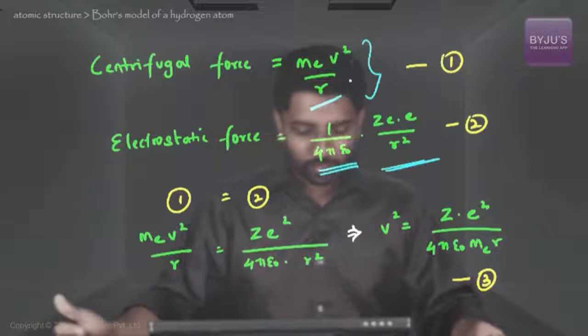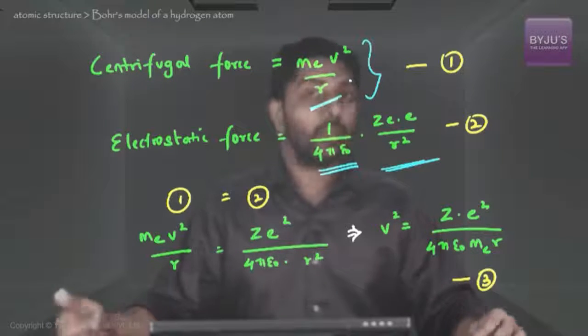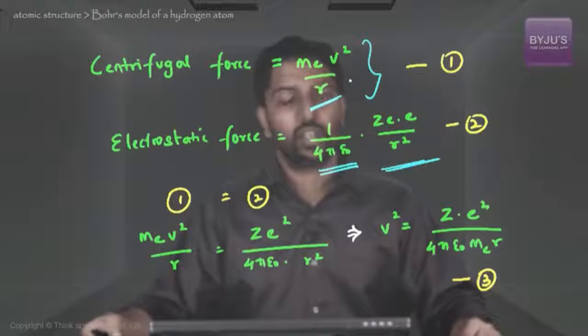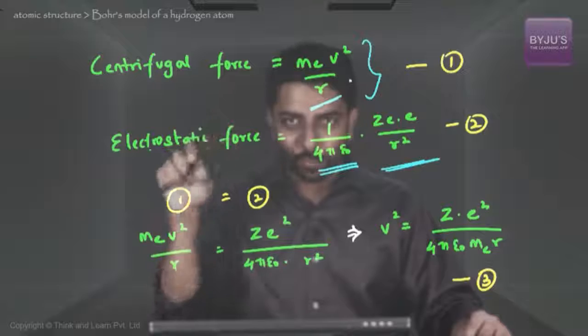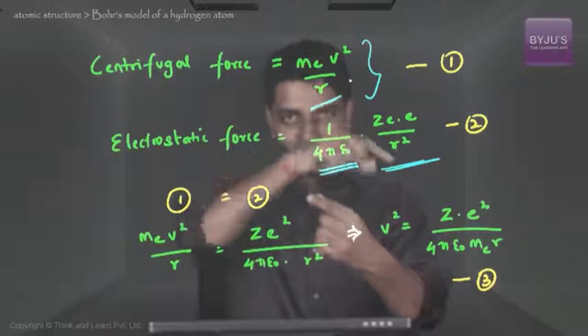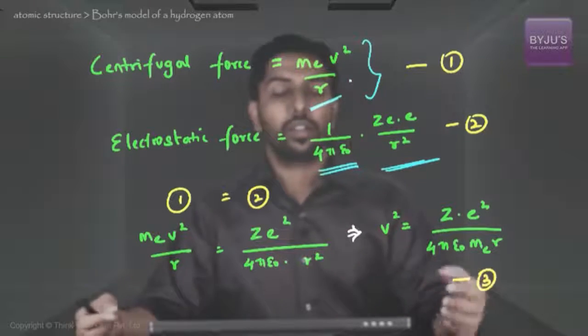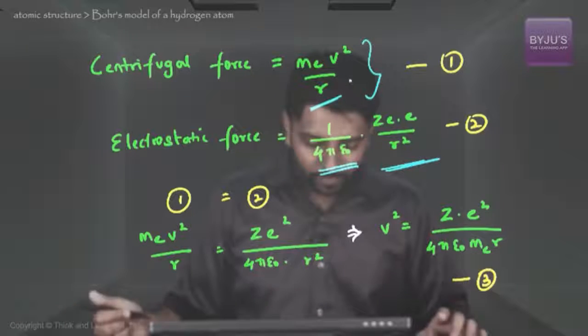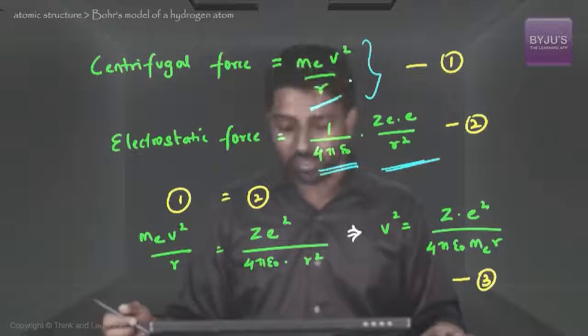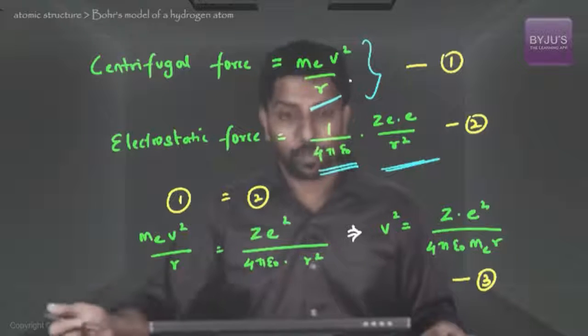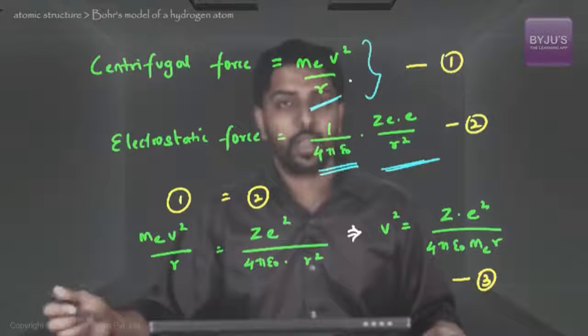So this centrifugal force is going to be equal to the electrostatic force. Why is this the case? It is because the electrostatic force is what is causing the electron to move around the nucleus in a circle. So we are equating these two and we are getting an expression for velocity squared as Z e squared by 4 pi epsilon naught m e r.